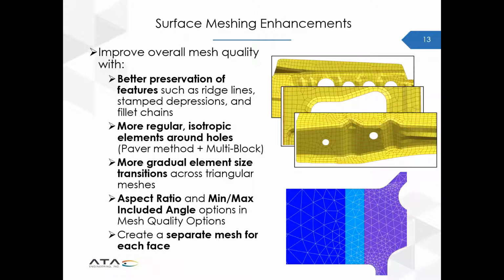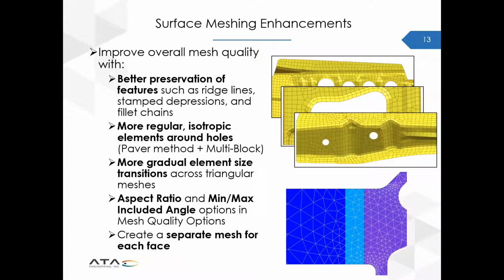In addition, we can get more regular isotropic elements around holes, specifically with the paver method selected, and again, multi-block decomposition checked on. Element size transitions are a little more gradual between different faces for triangular meshes now. We have a few new mesh quality options. So these include aspect ratio, which is the ratio of the shortest to the longest side, as well as minimum or maximum included angles. So now you can specify that directly in the mesh dialog box.